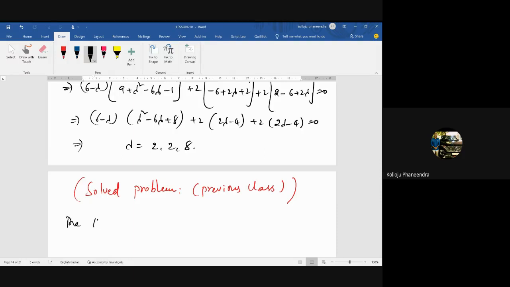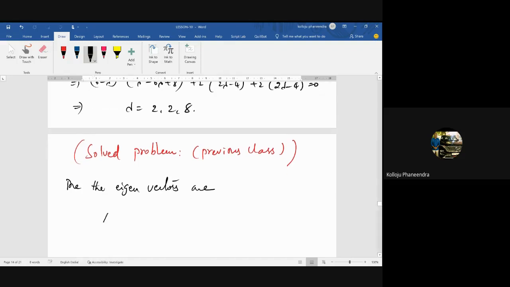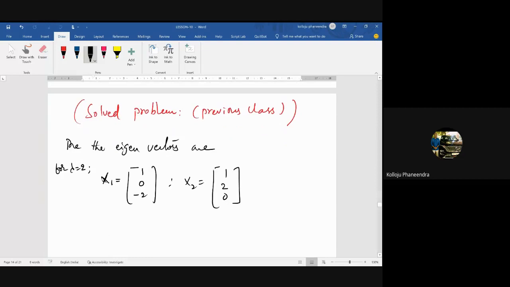The eigenvectors are, tell me. Eigenvectors are x1 equal to 1, 0, lambda minus 2. Lambda equal to 2. X1 is 1, 0, minus 2. Okay. What is x2? 1, 2, 0. Okay, 1 2 0. Already we calculated this for lambda equal to 2. For lambda equal to 8, 2 minus 1 1, sir. 2 minus 1 1. Now listen carefully.